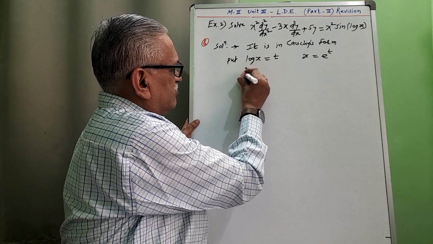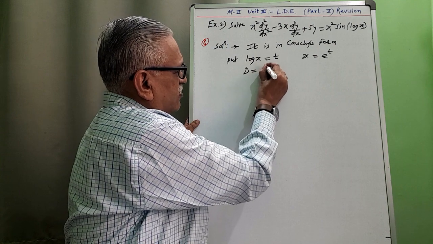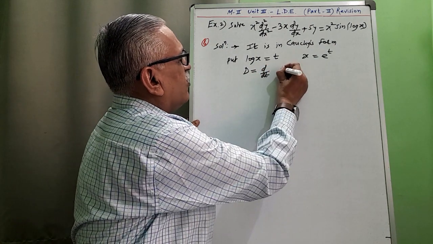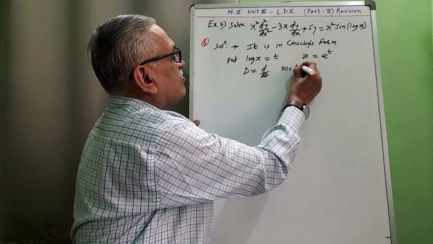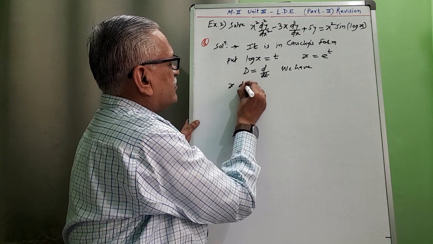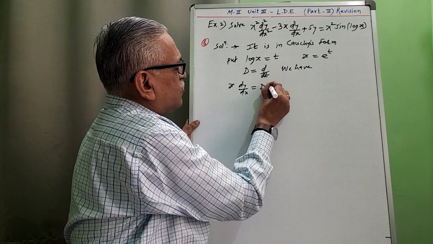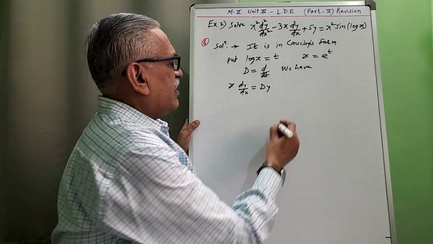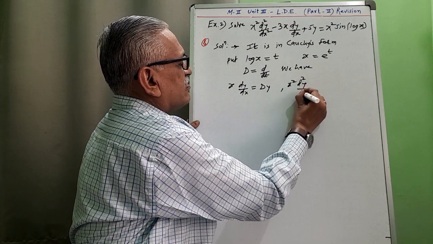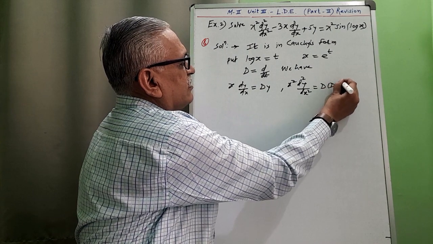and using the operator capital D for d by dt, we have that the value of x dy by dx is capital D into y, and the value of x square d2y by dx square is D minus 1 into D y.